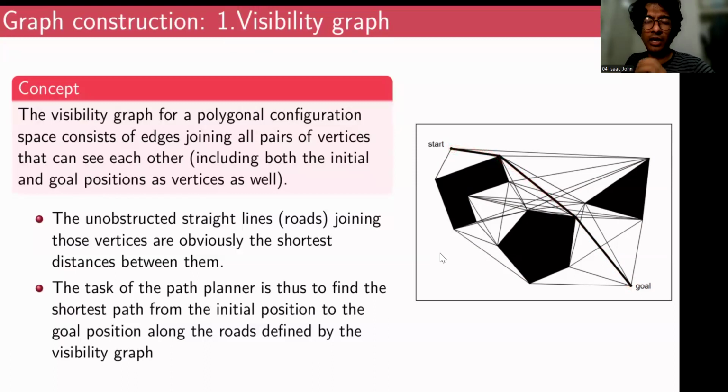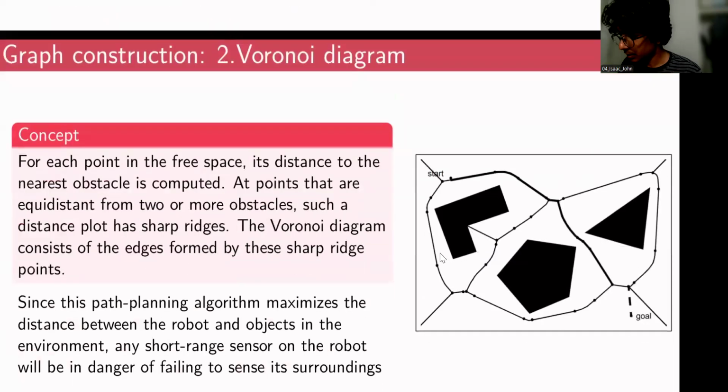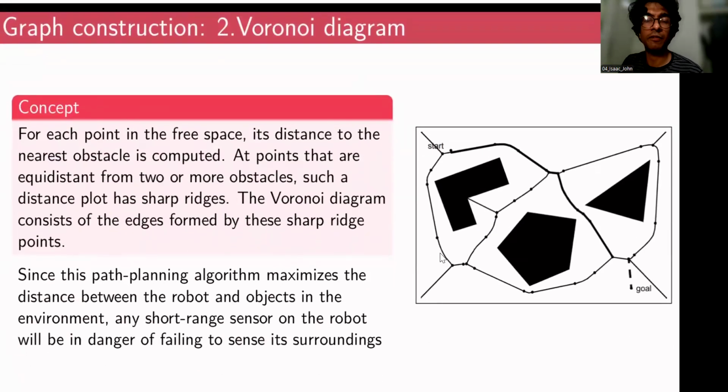But a disadvantage that you could think about is that this algorithm makes the robot go as close as possible to the obstacles. So you could consider that to be a disadvantage because it creates some sort of a safety concern. So that is about visibility graph. And now we move on to Voronoi diagram.